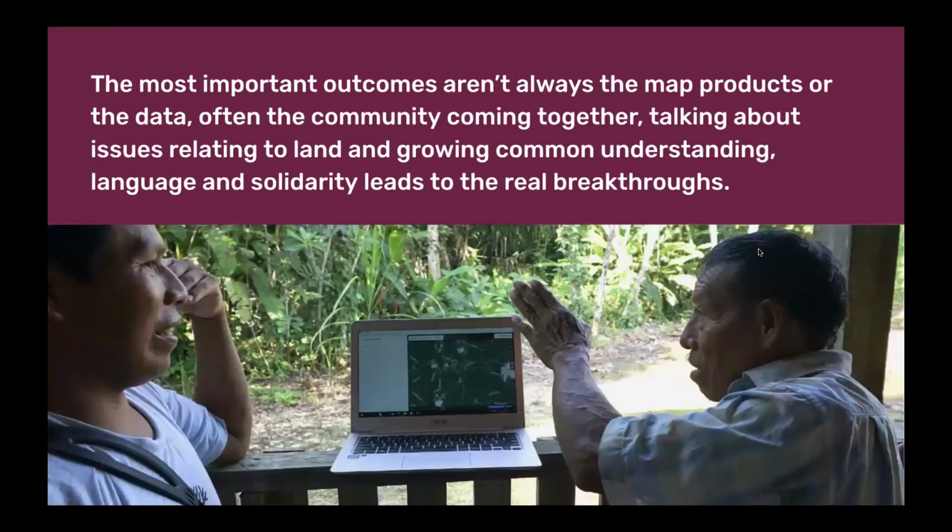So similarly, the most important outcomes aren't always the map products or the data. Those can be super useful. You might need evidence to produce in court to show that something's going on. But often the community just coming together, talking about issues relating to land and growing common understandings, common language and solidarity, that can lead to the real breakthroughs. And the cases that we've worked on, the Warani, for example, that case won because all of the community had come together over a period of 3 or 4 years doing the mapping work, so that when the legal case came along, they were all involved and they all knew what to do.